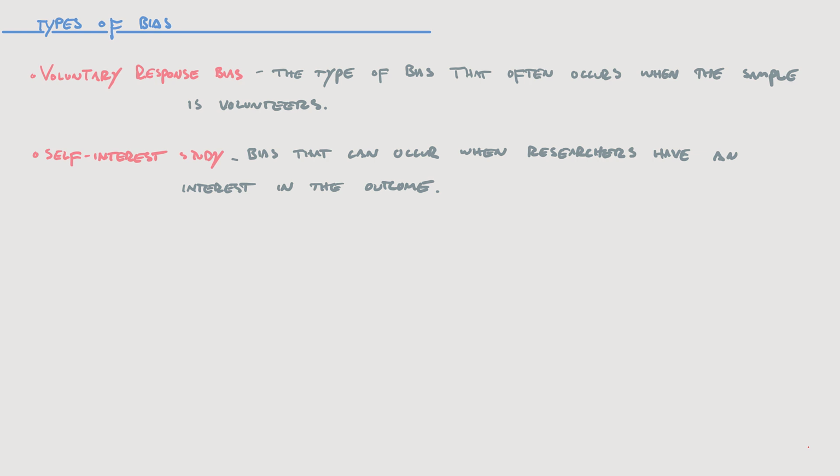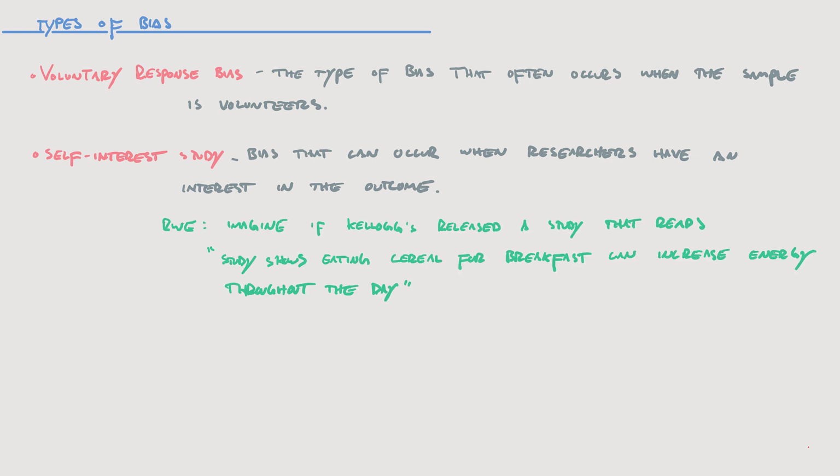Self-interest study can be another type of bias, and that's a bias that can occur when researchers have an interest in that particular outcome. So imagine if Kellogg's released a study that read something like, "Study shows eating cereal for breakfast can increase energy throughout the day." But it's by Kellogg's, and it's about how eating cereal is positive, and maybe this study should just be about eating any kind of breakfast in general, right? Increases energy throughout the day.